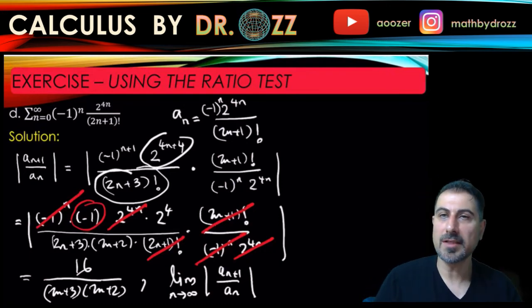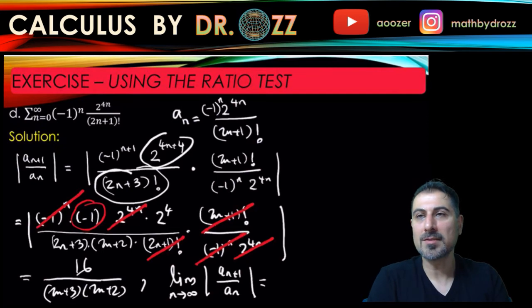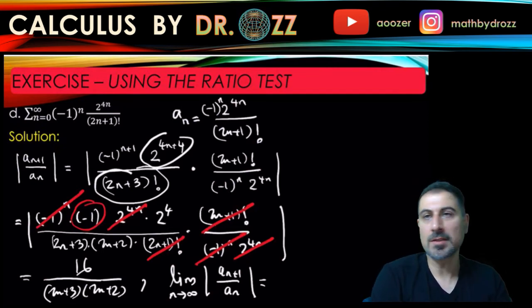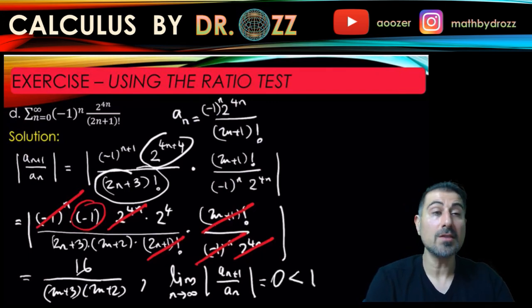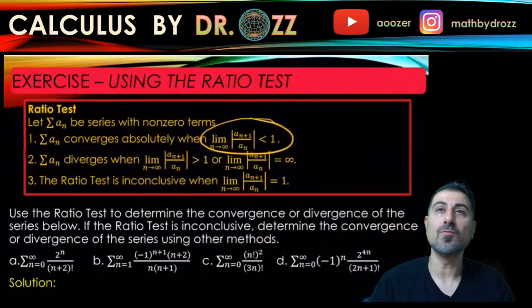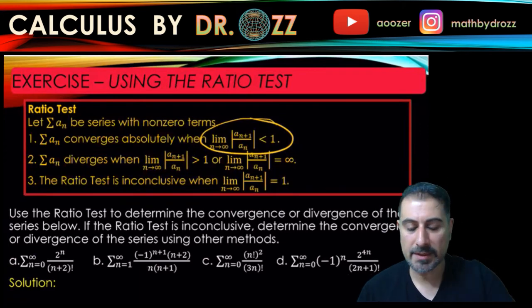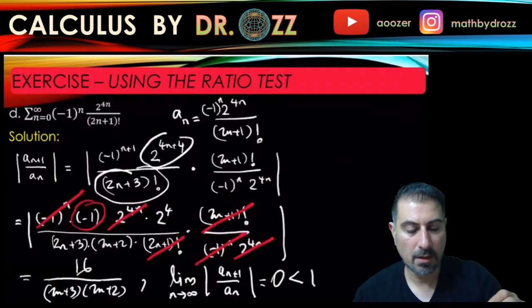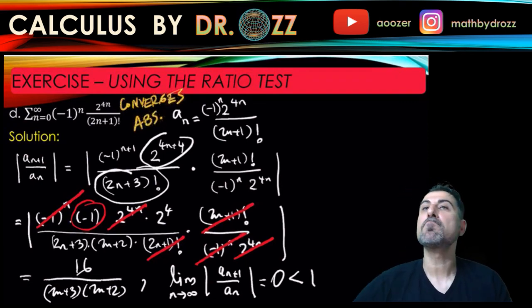This is a relatively easier limit because the top is just a constant and the bottom is just n-related terms. As n approaches infinity, the bottom goes to infinity. So this limit is 0, which is less than 1. Good news, because when the limit is less than 1, the series converges absolutely. So you go back and conclude that this series converges absolutely.